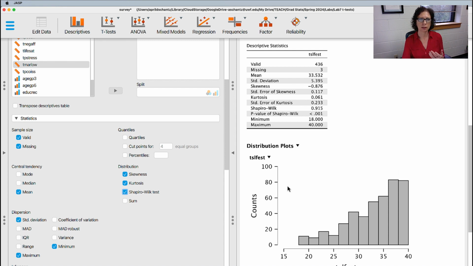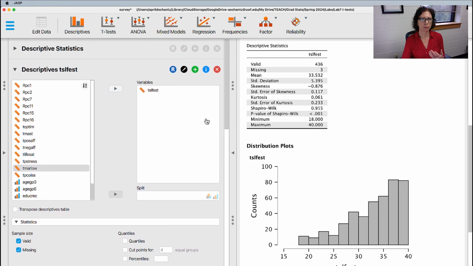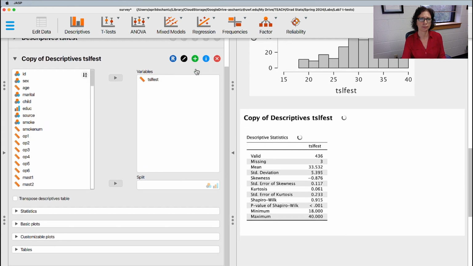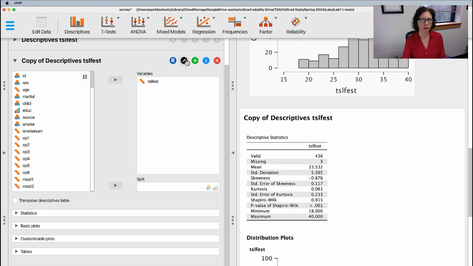So to do this, we're going to go up to this green item where it says duplicate this analysis so that we keep this information because we need this. And now let's say this one's going to be descriptives for self-esteem by sex.